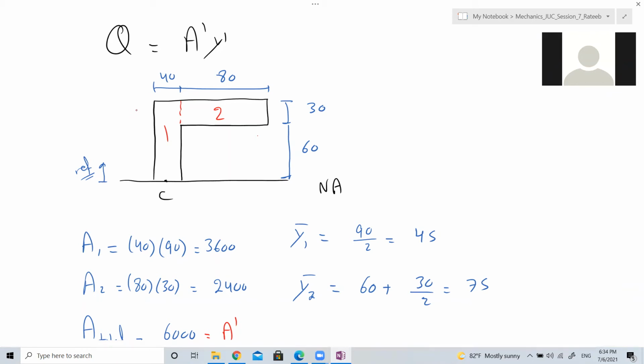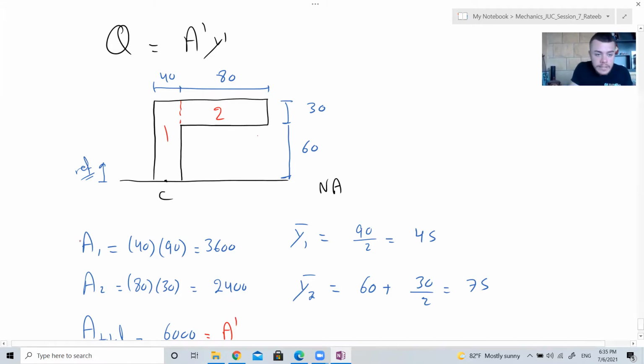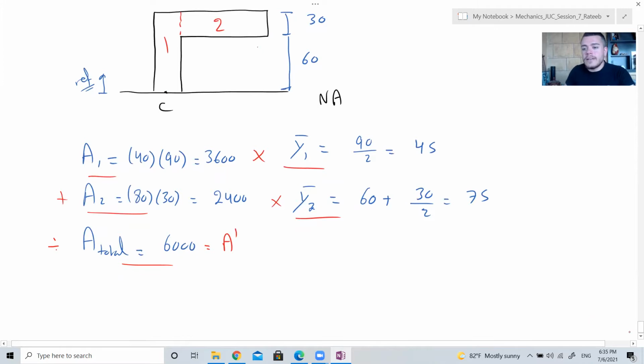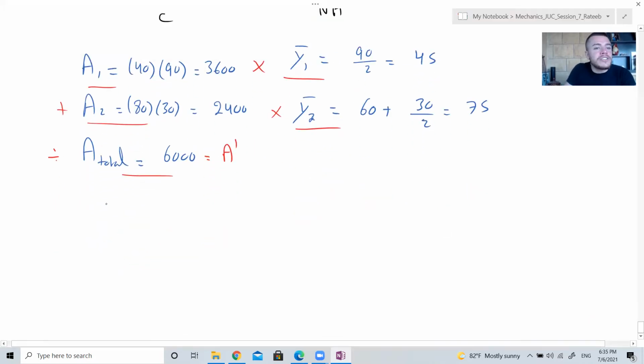Subtract them from each other. No, it is composite shape. You have to use the formula for the centroid: area times y1 bar plus area times y2 bar, divided by the total area. This is how you find the centroid for a composite shape.